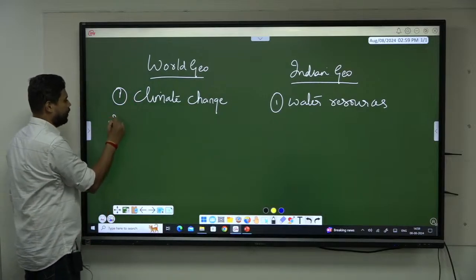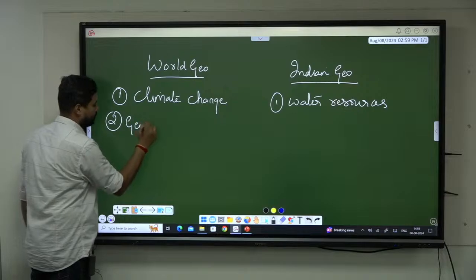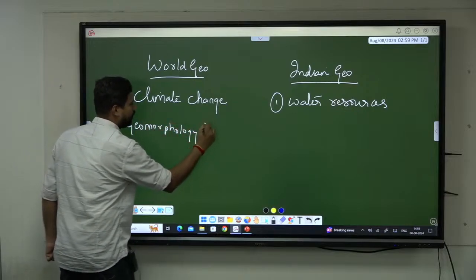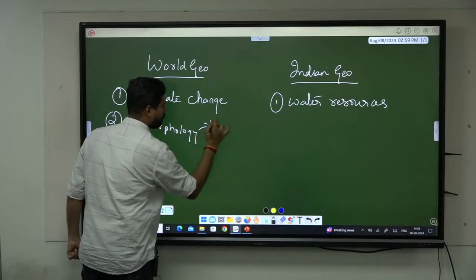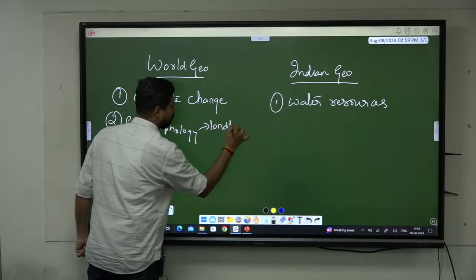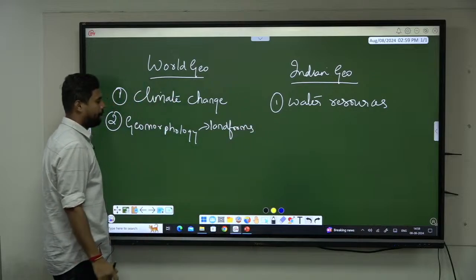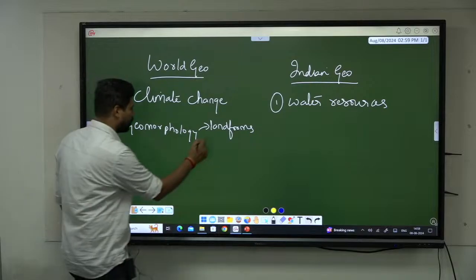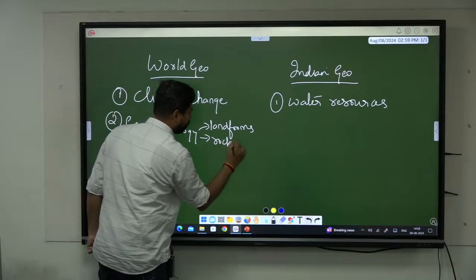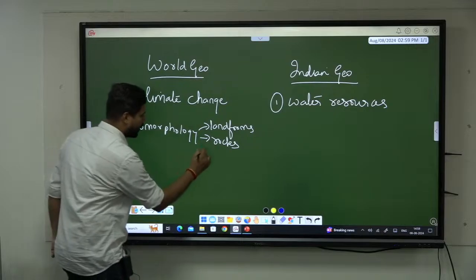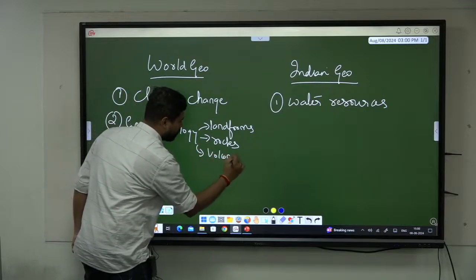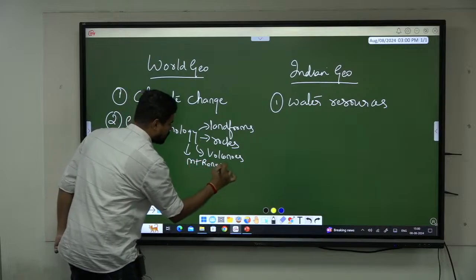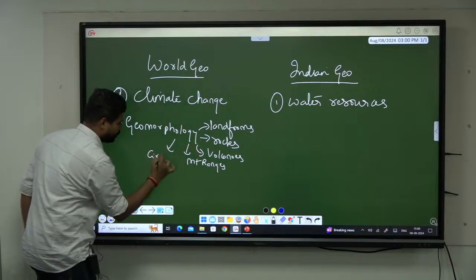Geomorphology. All right. In geomorphology, tell me all the subparts so that we can add it here only. Landforms. Sorry, 1 second. Landforms. Rocks. Yes. Rocks. What else? Okay. Volcanoes. Very good. Mountain ranges. Yes, the circum-Pacific zone.